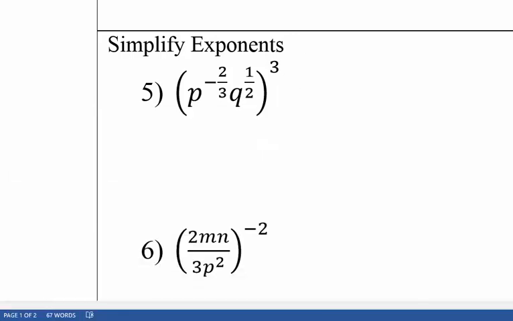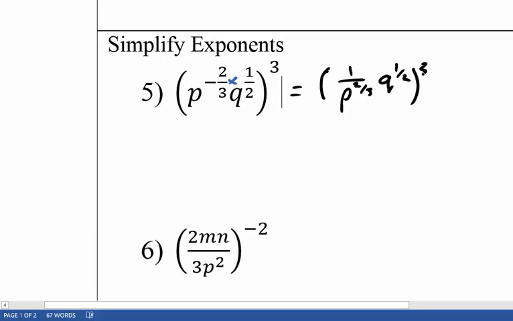So if I keep everything else the same, so keep this the same, keep that the same, but I'm just going to flip that bit there upside down. So this is equal to brackets p, and it will now be 1 over p to the power of 2/3, but it will be a positive 2/3 now, and it's still times. There's an invisible times sign here, so it's still times q to the power of a half, and it's still to the power of 3.